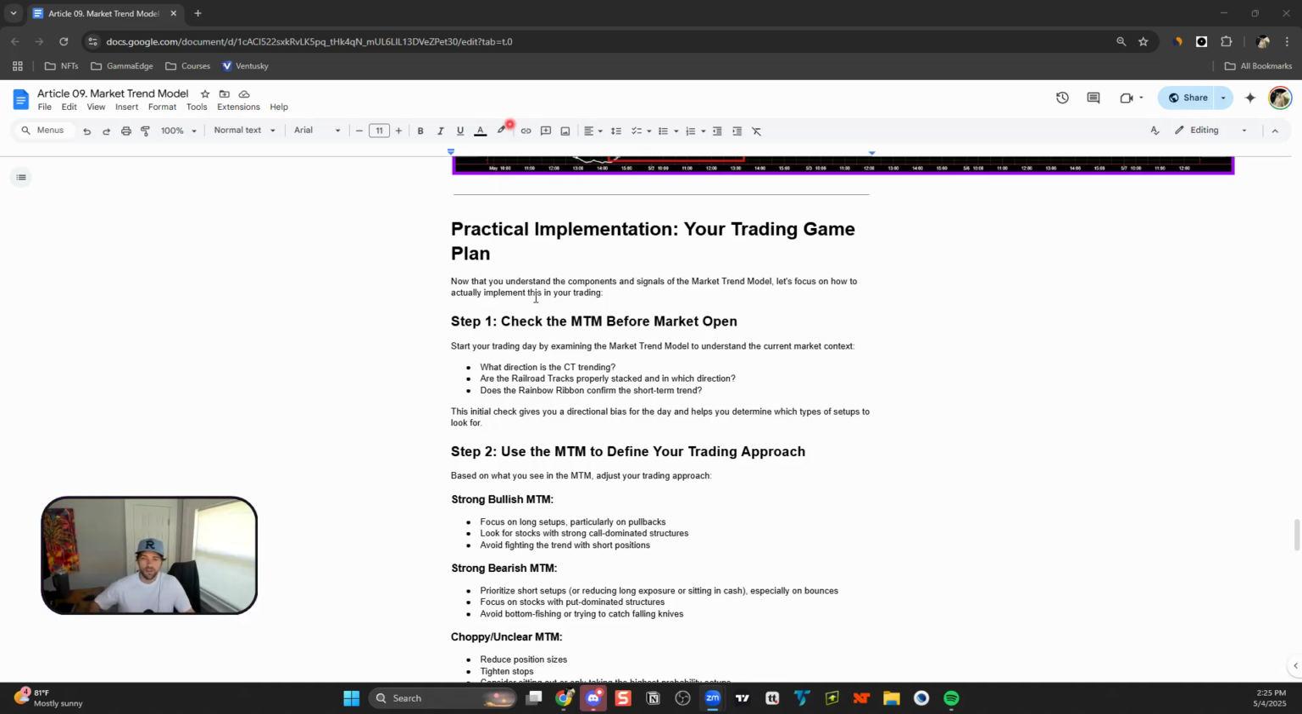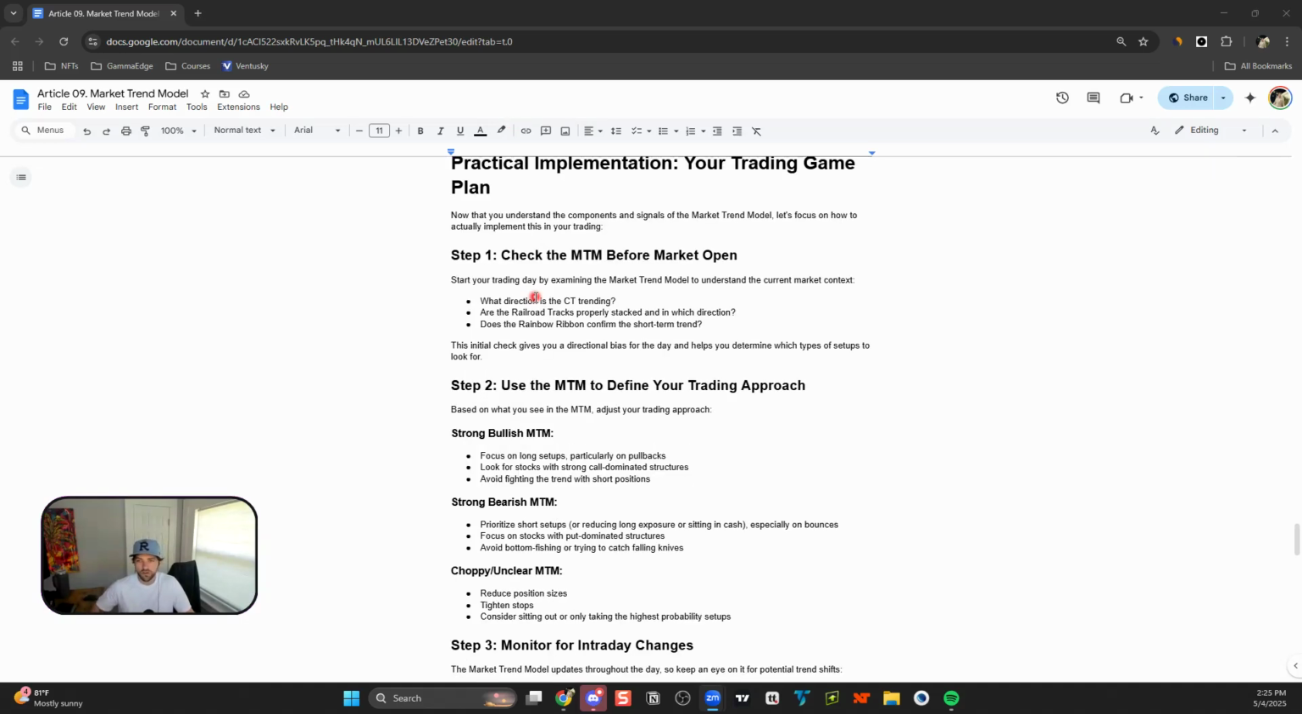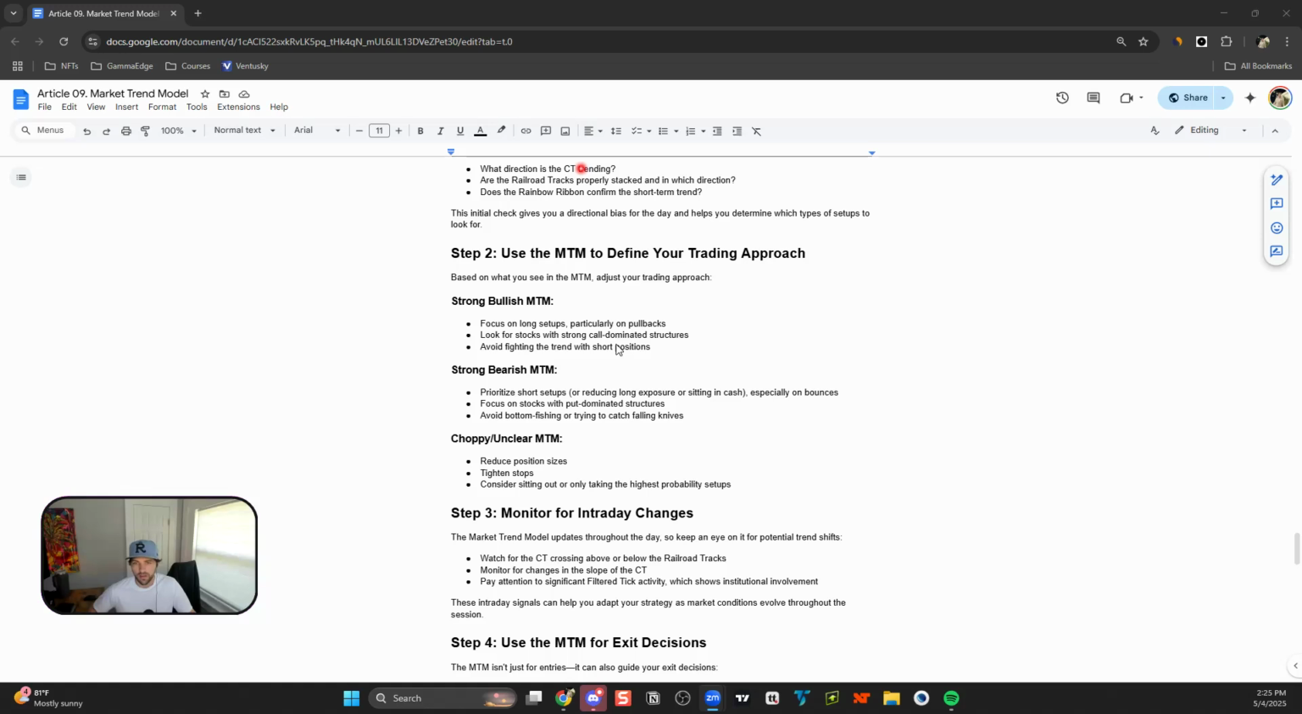So the key things that we do as step one is always check the market trend model before market open. Specifically, what direction is the cumulative tick trending? Are the railroad tracks trending higher, trending lower? And what is the rainbow ribbon telling us? And is that confirming what we're seeing in the short term as well? So this initial check gives us a directional bias in the day and helps us to determine what kind of trade setups we're ultimately looking for. And so again, that gets into step number two of letting it help define what your trading approach is going to be for that day.